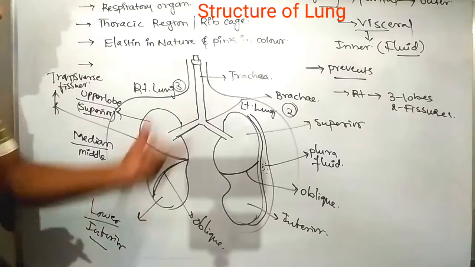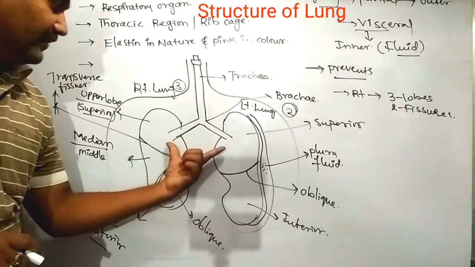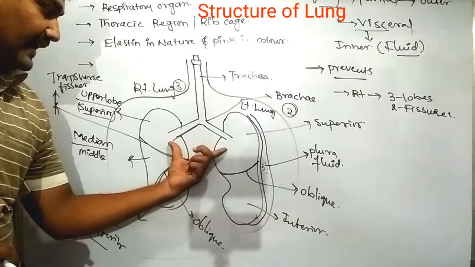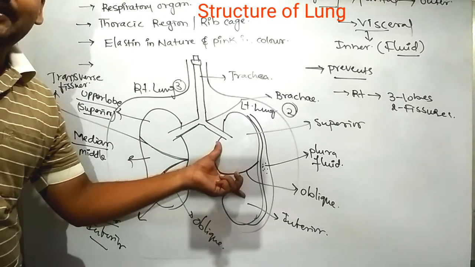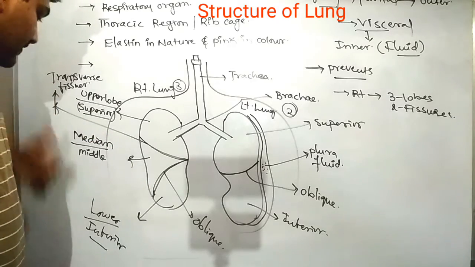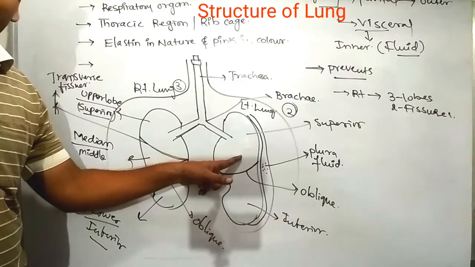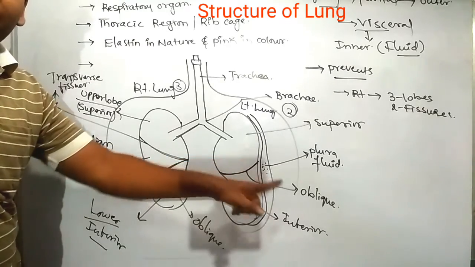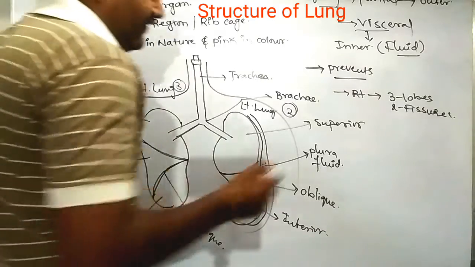So the lungs consist of one pair. The right lung contains 3 lobes, the left lung contains 2 lobes. The right lung is divided by 2 fissures, the transverse fissure and the oblique fissure. The left one contains only one oblique fissure, giving 2 lobes.